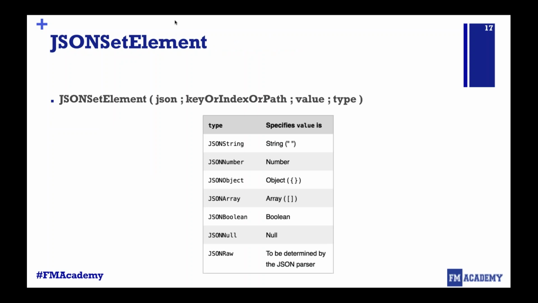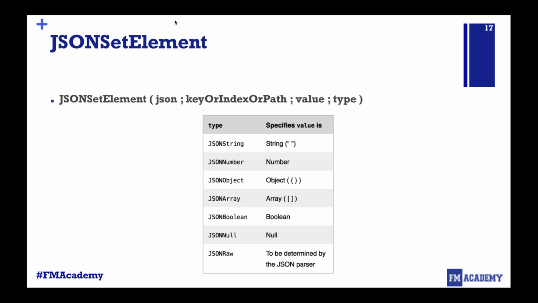So JSON set element has 4 attributes. First is the JSON. So we can pass in an empty JSON. Usually you would pass in an empty JSON object, so it would just be open and closed curly brackets. Or you can pass in existing JSON if you wanted to modify an existing JSON element. The next one would be key or index or path. It should probably be more like key and/or index and/or path. And that's you telling FileMaker which element in the JSON to set or modify.